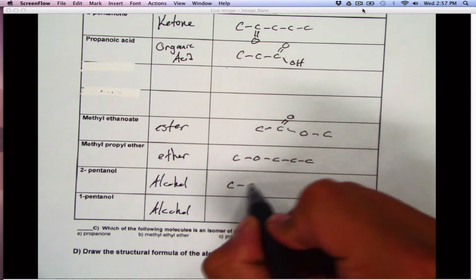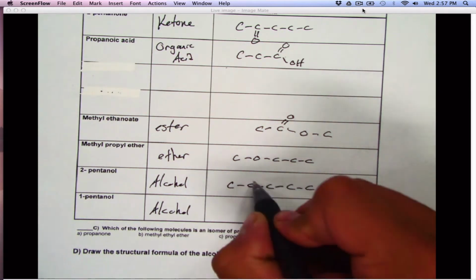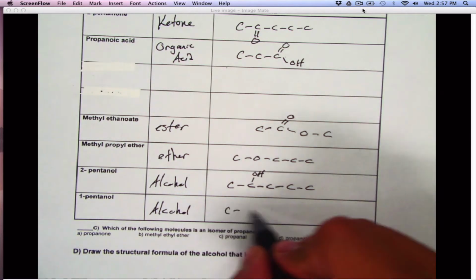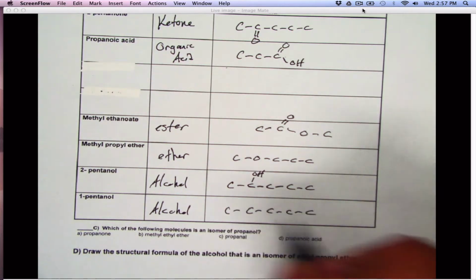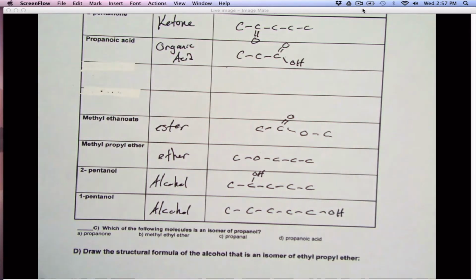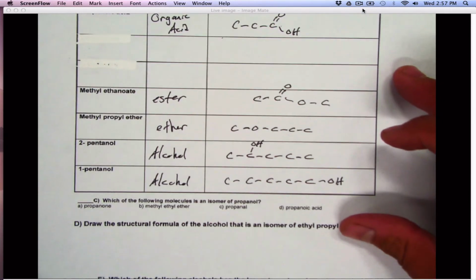So we have 1, 2, 3, 4, 5. OH could be on top or bottom, doesn't matter. 1, 2, 3, 4, 5. This is not the first one. Let's just put the first one right here. Because remember, you can be left to right or right to left. Isomers. Hopefully we went through a bunch of those on your notes and you looked at those.